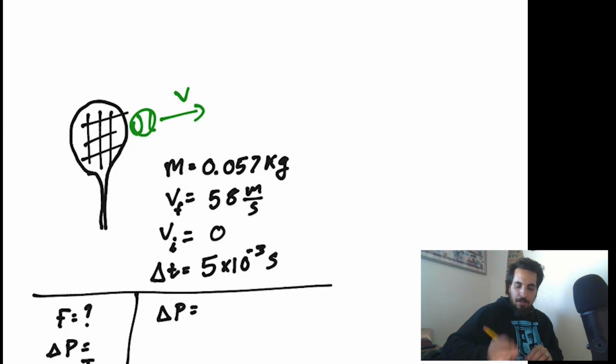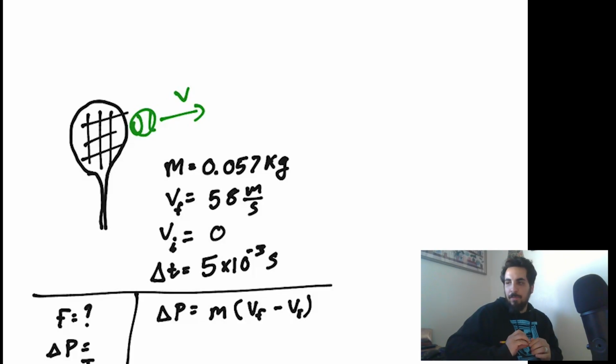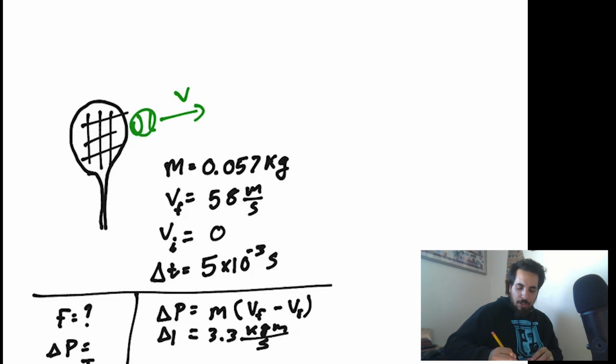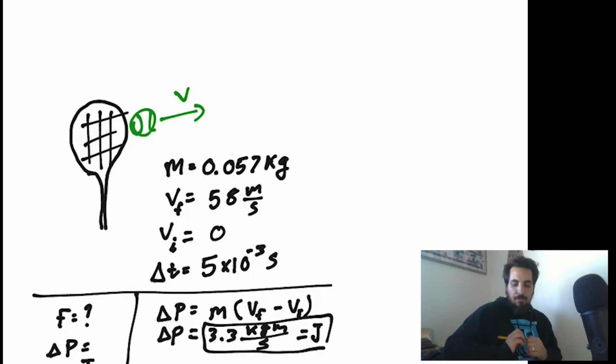Change in momentum, delta P. Your change in momentum is going to be the mass multiplied by your change in velocity, v final minus v initial. When you calculate this out, you'll end up with a change in momentum of 3.3 kilogram meters per second. This is exactly what we were doing last time. And we know that our change in momentum is equal to our impulse, so our impulse is also 3.3 kilogram meters per second.